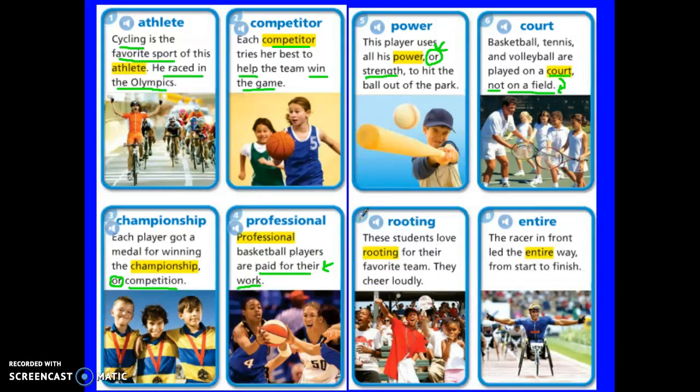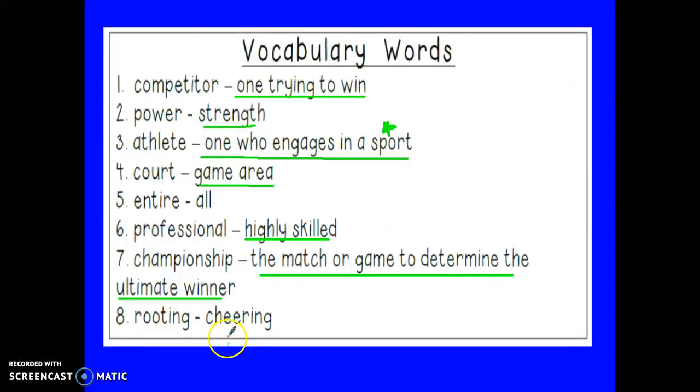Rooting. These students love rooting for their team, for their favorite team. They cheer loudly. So in this example, the fact that they cheer loudly helps me guess that rooting is when fans or students, people in general, cheer for their favorite team. The actual definition for rooting is cheering. So when you're rooting on your favorite team, you're cheering for them.